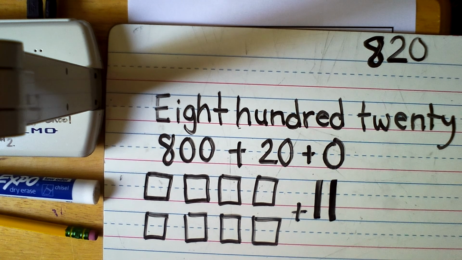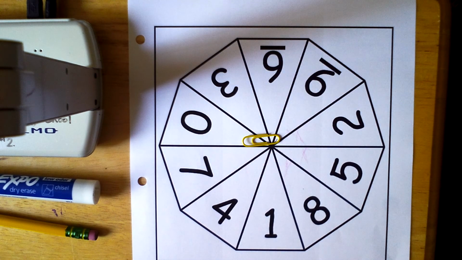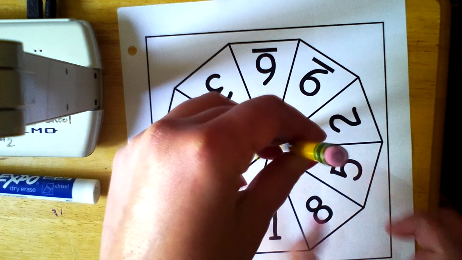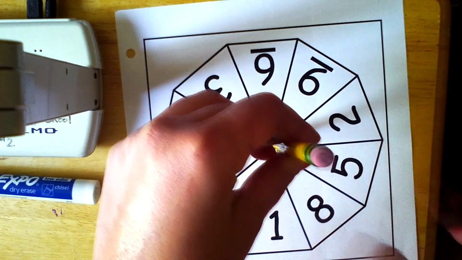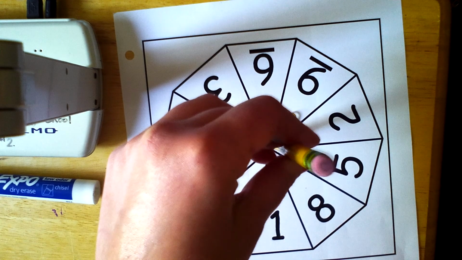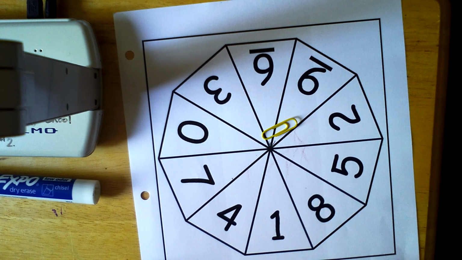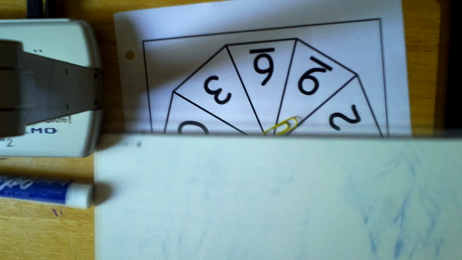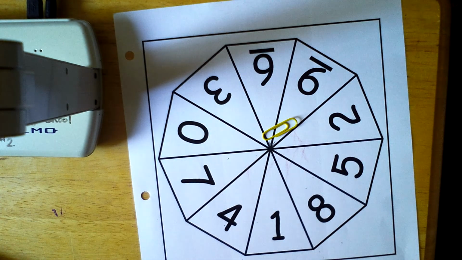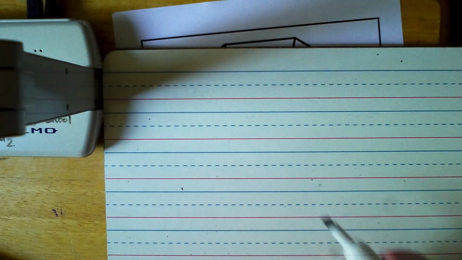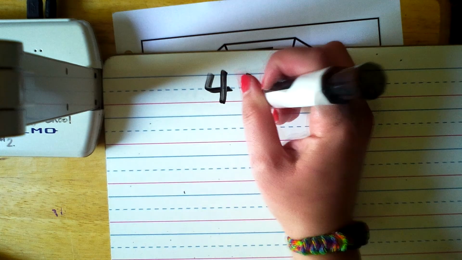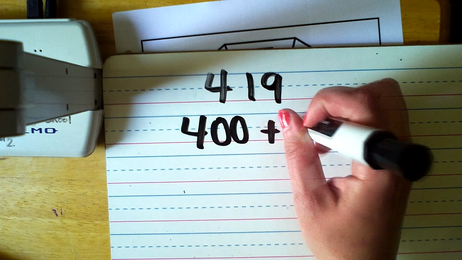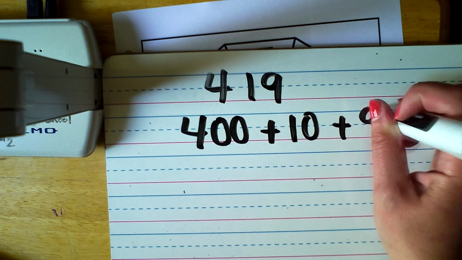Should we try one more number? I got 410, 9. So 419. This one's kind of dirty. 419 is 400 plus 10 plus 9.